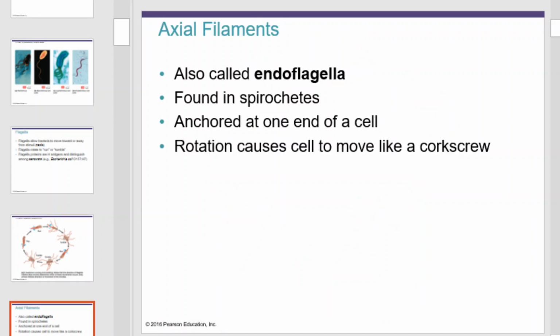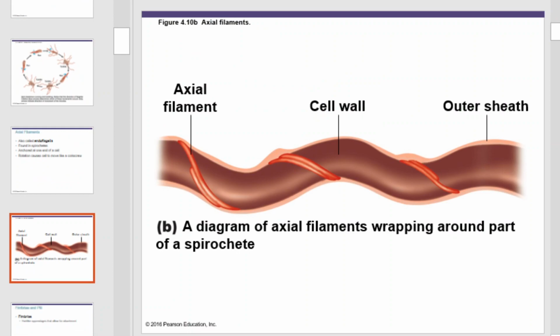Axial filaments are also called endoflagella and are typically found in spirochetes. They are anchored at one end of the cell, and the rotation causes the cell to move like a corkscrew. This is an illustration of an axial filament in a spirochete.